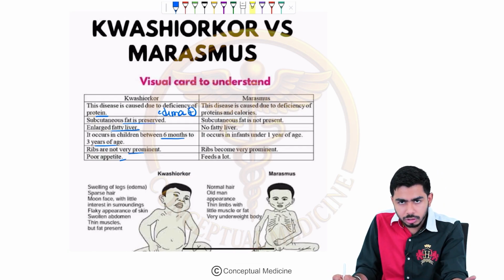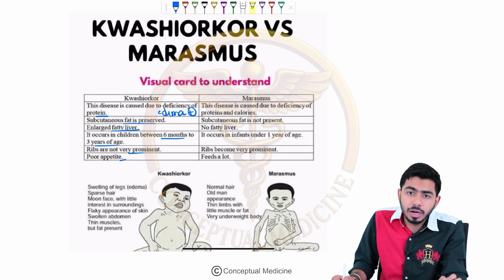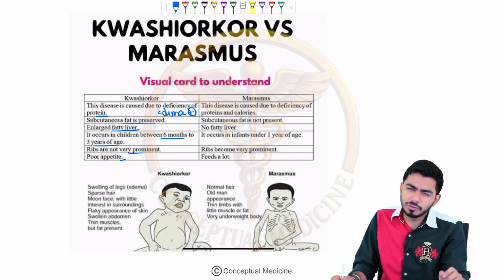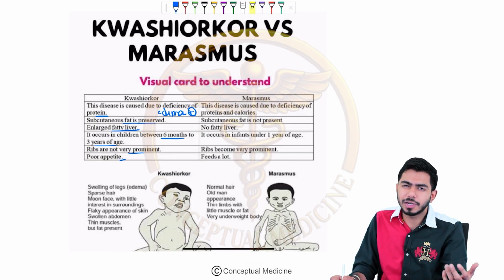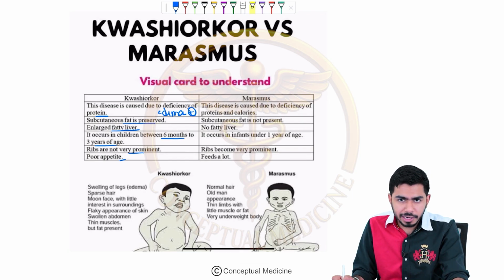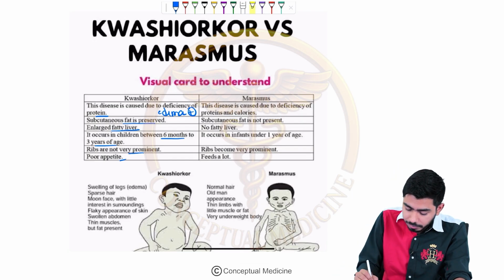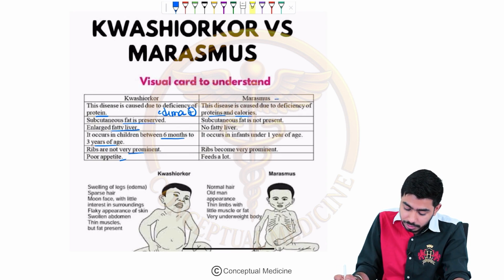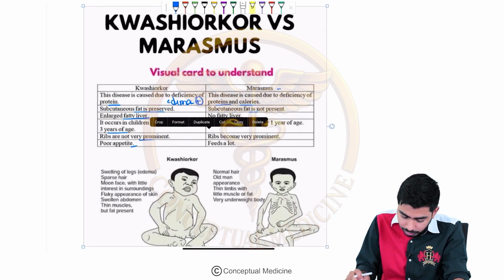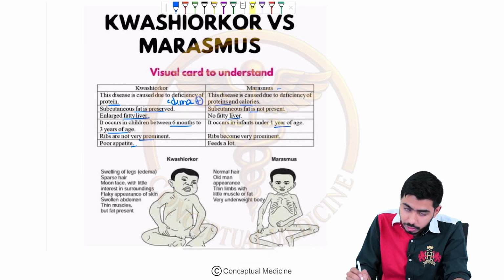Now remember both of these. The kwashiorkor might not look like undernutrition, but it will look like a sick child because of the edema. Subcutaneous fat will be very preserved, but still the weight will be apparently normal. Now marasmus, this disease is caused by the deficiency of proteins and calories, right? Deficiency of protein as well as calories over here. Subcutaneous fat is not present, no fatty liver, and it occurs in infants under 1 year of age, right?